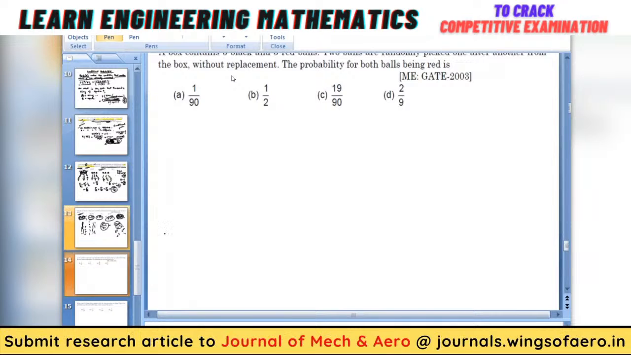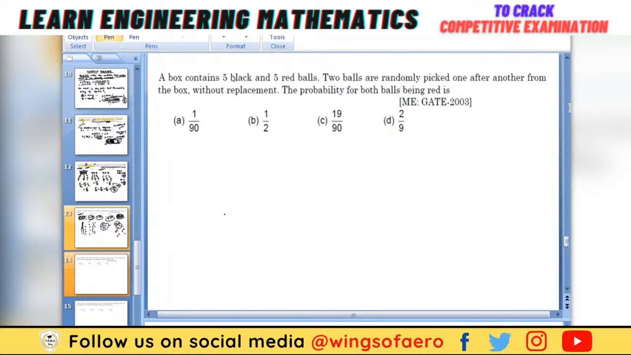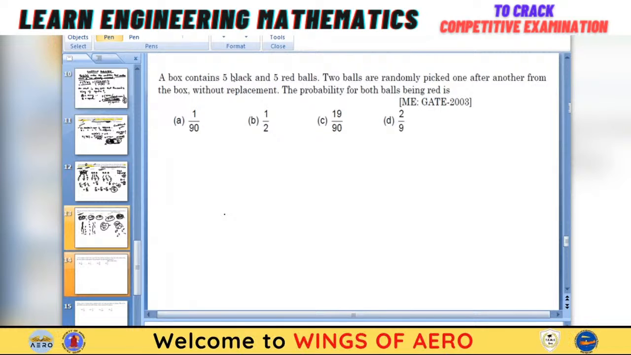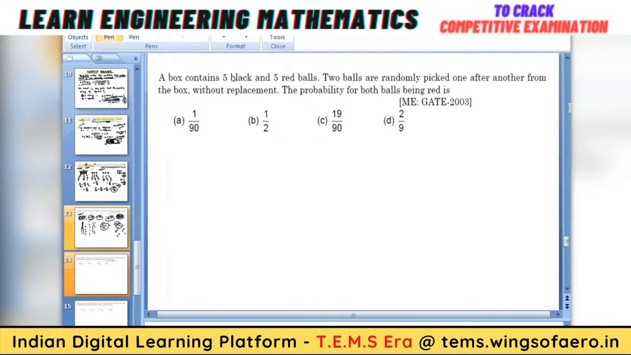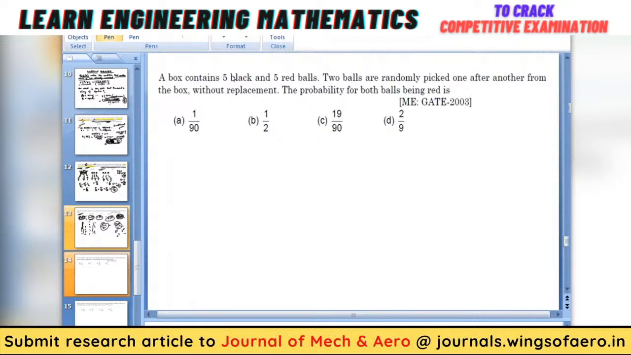Next, a box contains 5 black balls, 5 red balls. 2 balls are randomly picked one after another from the box without replacement. The probability that both balls are red is what?